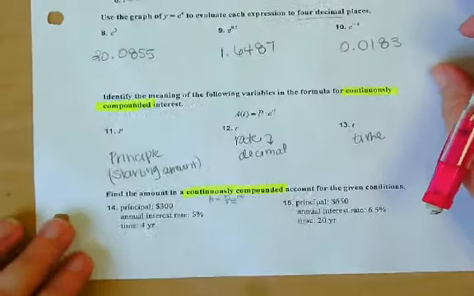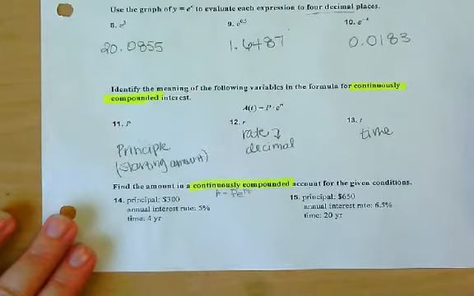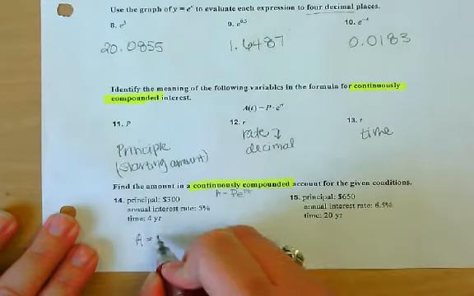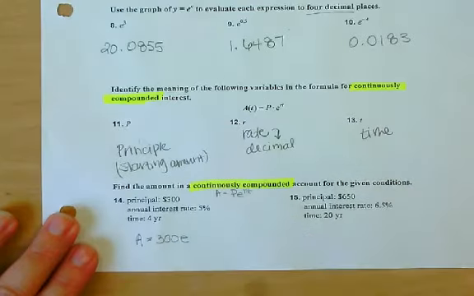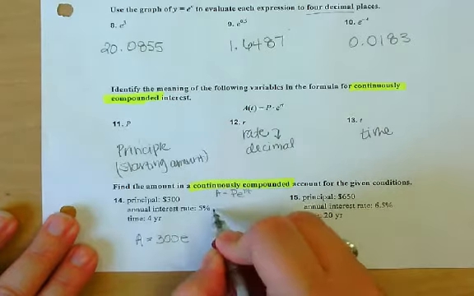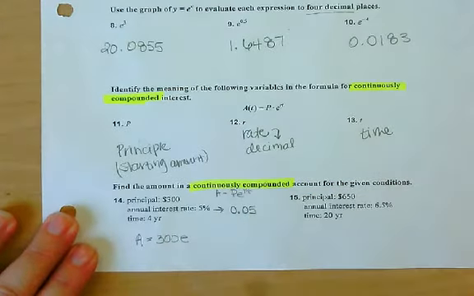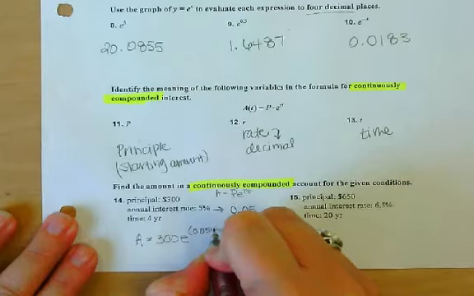So now here's some examples of how we can use the PERT formula. So 14 and 15 both say to find the amounts in a compounded continuous account given the conditions. So I'm using my PERT formula. I don't know A, which is going to be my ending amount. However, I did start with 3,000. E is part of the problem. Now I need to change my rate, so I have to move my decimal 2 places to the left, and then my time is 4. So E raised to the 0.05 times 4.